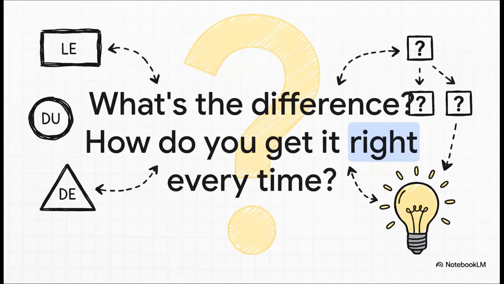So what's really going on here? And more importantly, how do you nail this every single time? Well, the key isn't to just memorize a bunch of phrases. It's about finding a simple framework, a way of thinking that helps you choose the right word every time. And that's exactly what we're going to build right now.